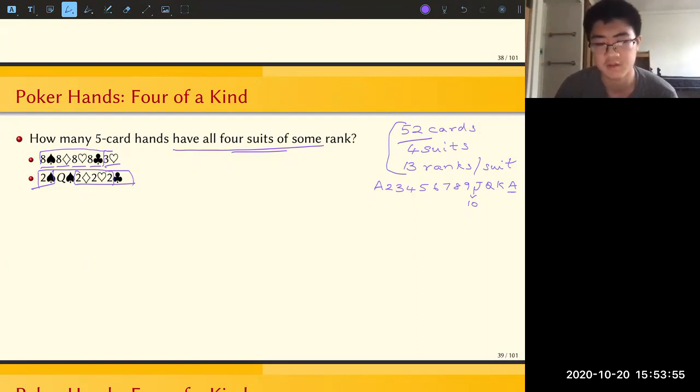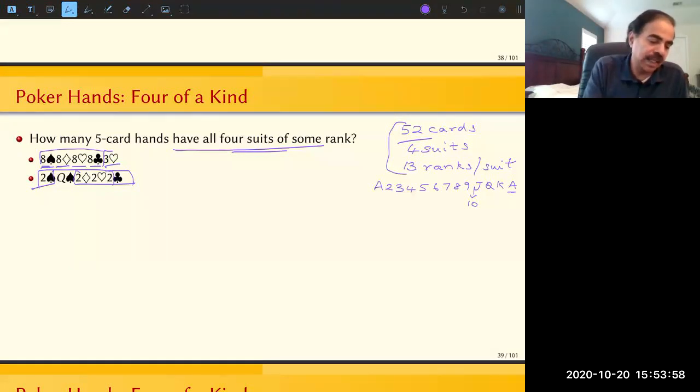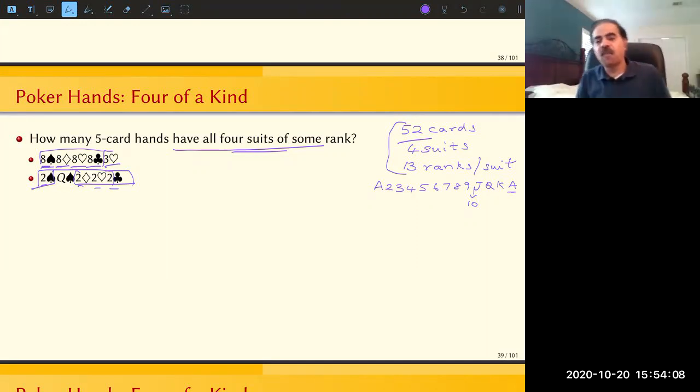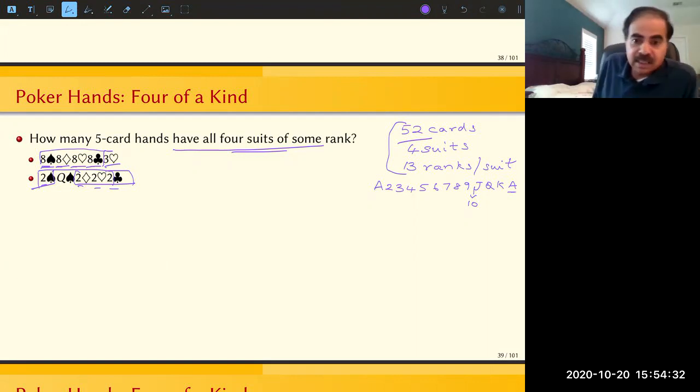Okay, so again, the condition is that this is 8, 8, 8, 8, or 2, 2, 2, 2, right? I misunderstood the condition. Right, so the 4 have to be exactly the same rank, right? And the fifth one can be anything. Okay, so how would we do this? This is not a very difficult problem. So if you thought I was springing a really complicated question at you, that's not the case. So you can try.